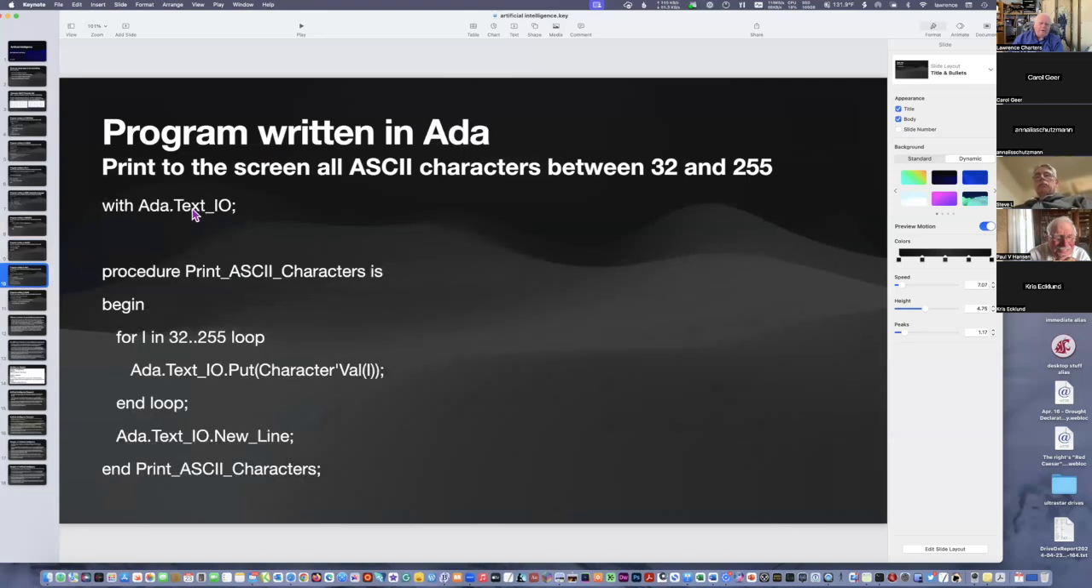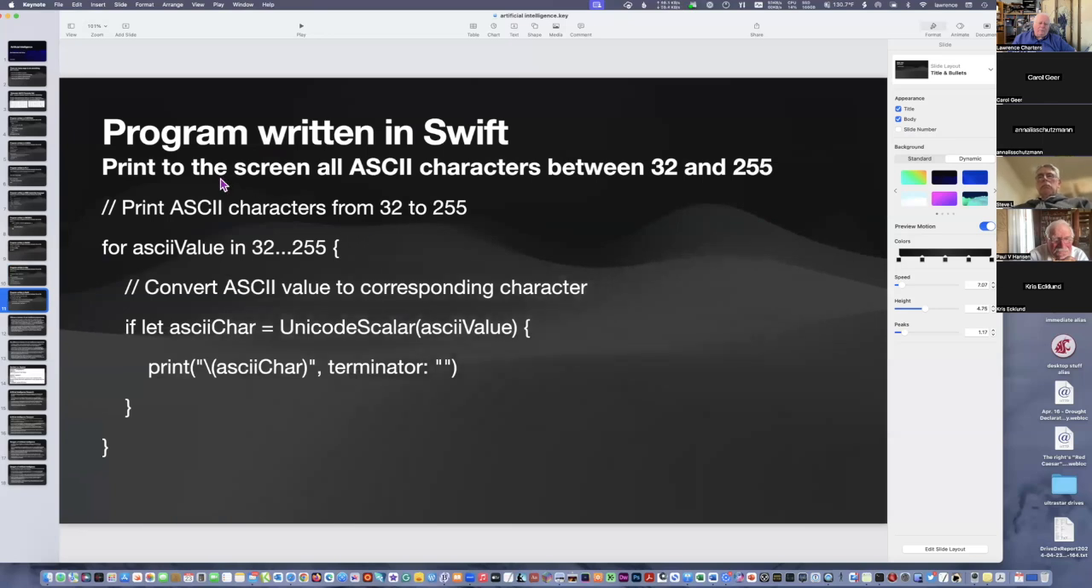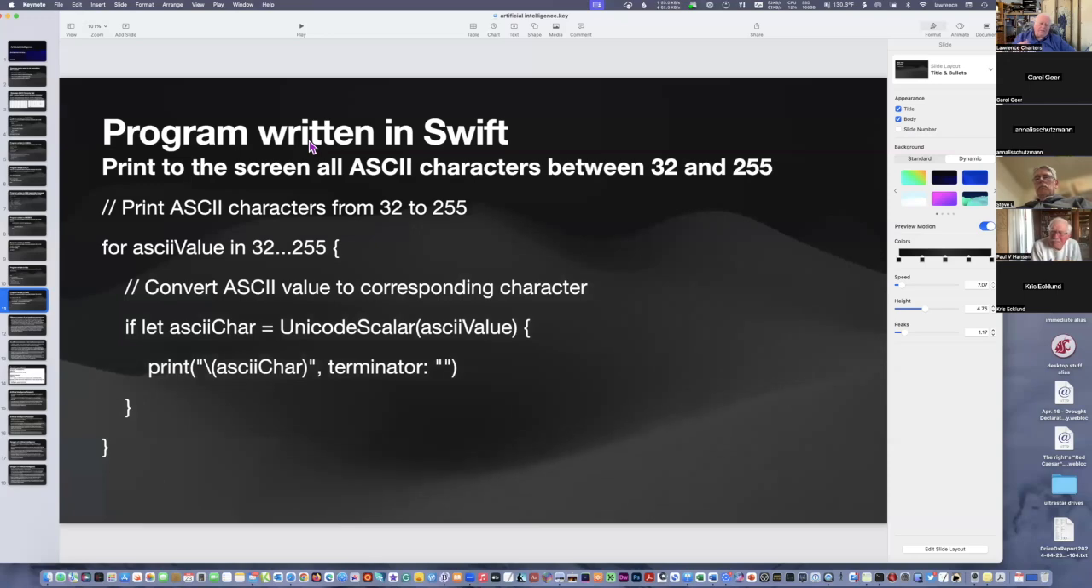Here's a program written in Ada. Ada is a language created for the Department of Defense to create very rigid rules for things like weapon systems. Here's a program done in Swift. Swift is the language used to make the Mac operating system, and to make the apps that you see on the App Store. Almost all of those were written in Swift.